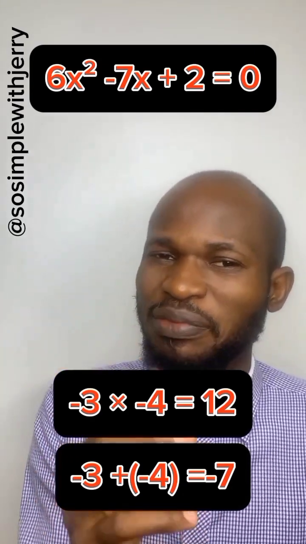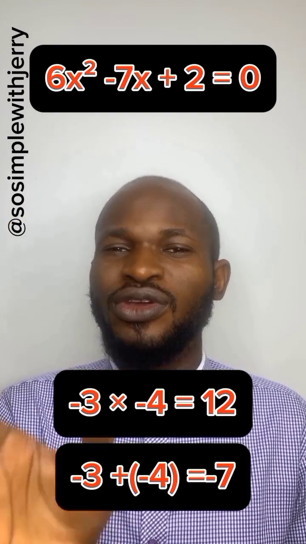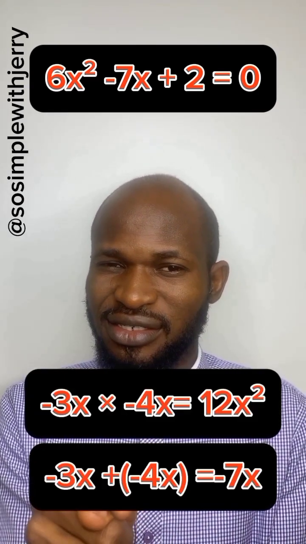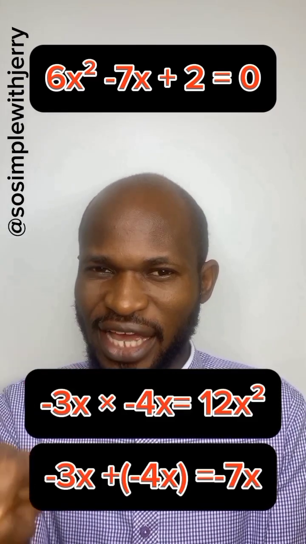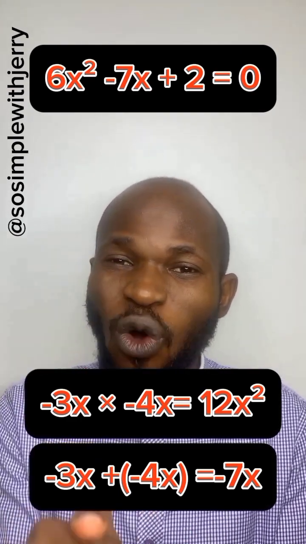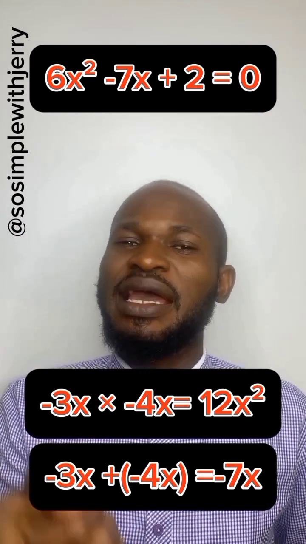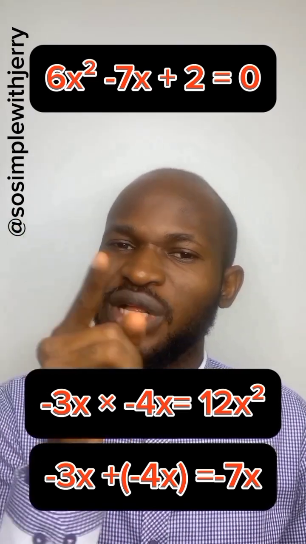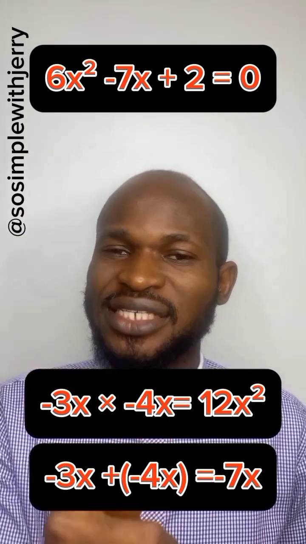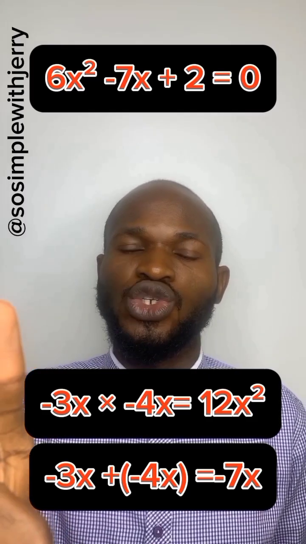And guess what? When you're multiplying, -3 times -4 will give you what? Will give you positive 12. So now if you add the x now, it means you now have -3x times -4x. So -3x times -4x will give you 12x squared, which is the product of roots. Beautiful. -3 plus -4 will give you -7. So -3x plus -4x will give you what? -7x, which is the sum of roots.